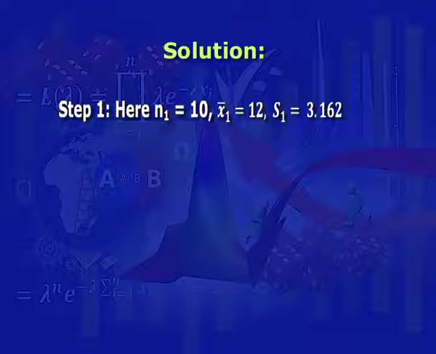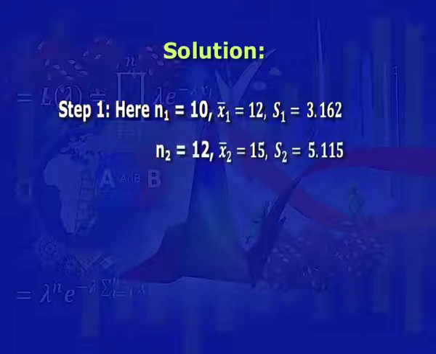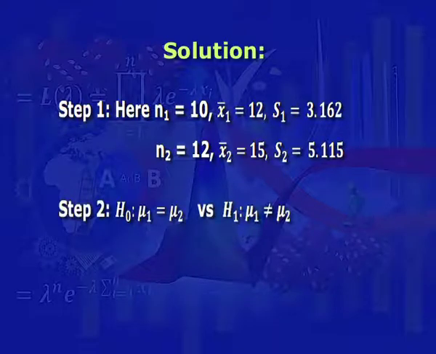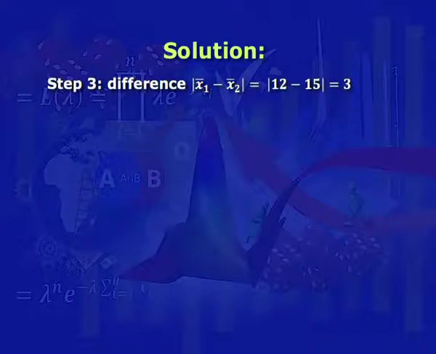Here n1 equal to 10, x1 bar equal to 12, s1 equal to 3.162, n2 equal to 12, x2 bar equal to 15, s2 equal to 5.115. Step 2. Our null hypothesis H0 is mu1 equal to mu2 versus H1, mu1 not equal to mu2. Step 3. We find the difference x1 bar minus x2 bar and its modulus value. That means modulus of 12 minus 15 equal to 3.